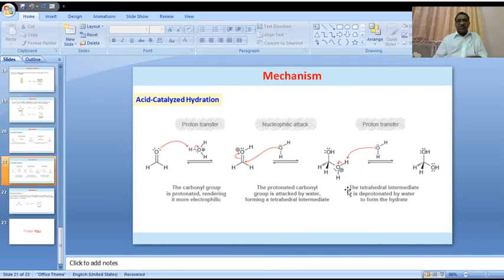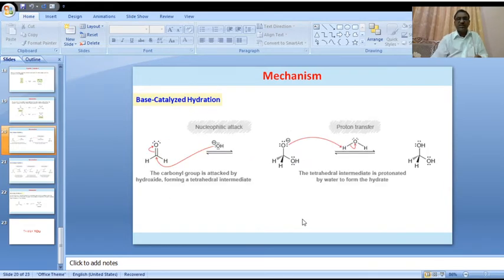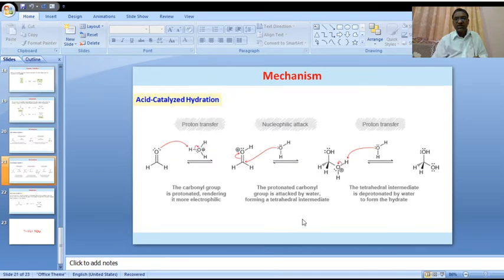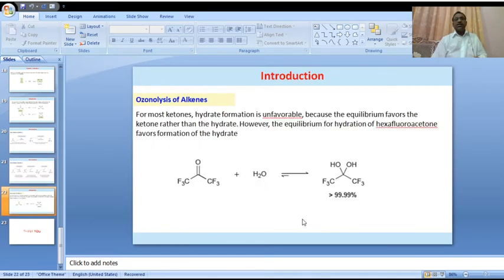It is a three-step mechanism in the presence of an acid catalyst, but in the presence of a base catalyst it proceeds by only a two-step mechanism. Is it clear, all of you? Okay, acid catalyzed is also completed. Now let us go to another hydrate formation reaction.